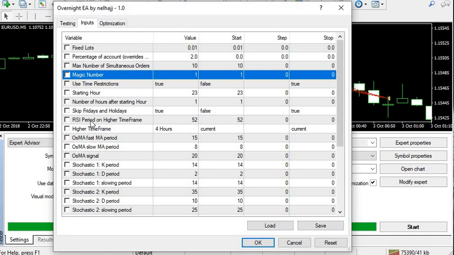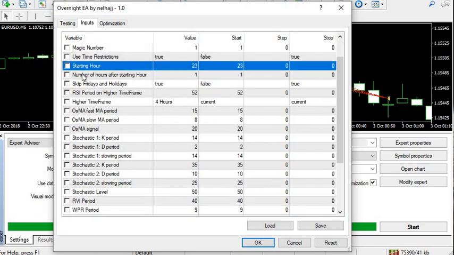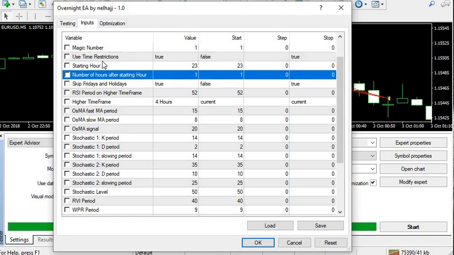The magic number, if you're not familiar with it, it's the kind of ID number that you assign to this specific instance of the EA. So suppose you're attaching the EA to a chart on EURUSD M5. Then you set an ID number so that the EA could identify the trades that it has taken by itself, and then it could manage them easily. Now these 3 settings are attached together.